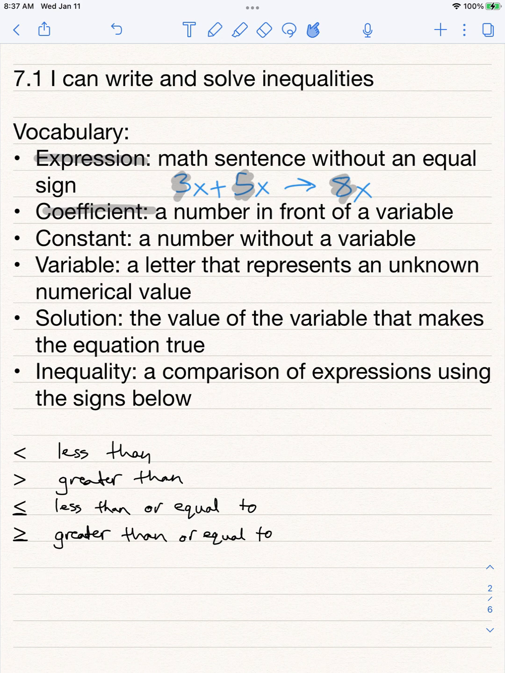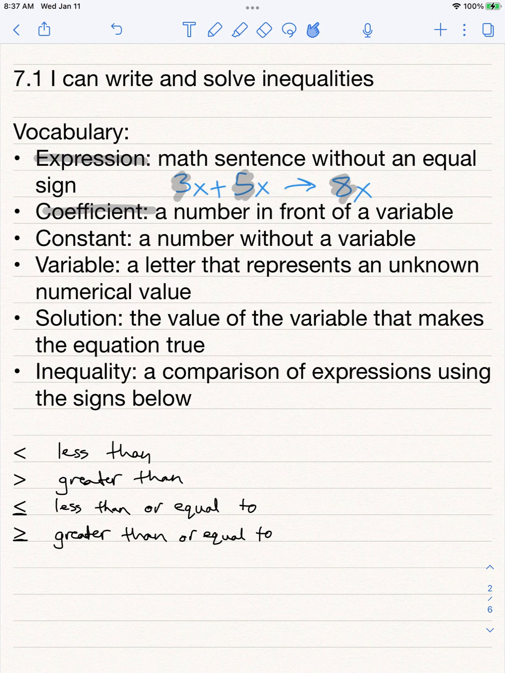A constant is a number without a variable. And a variable is a letter that represents an unknown number value. So in the expression we wrote, x would be our variable. We don't know what x is. Typically, we are solving for it. A solution will be a value that makes the variable true.